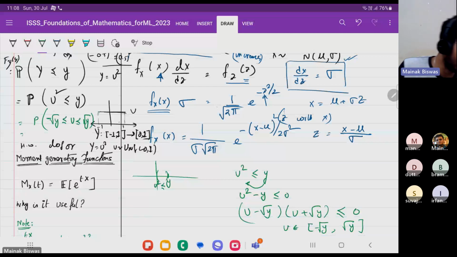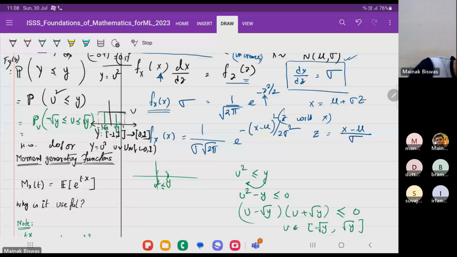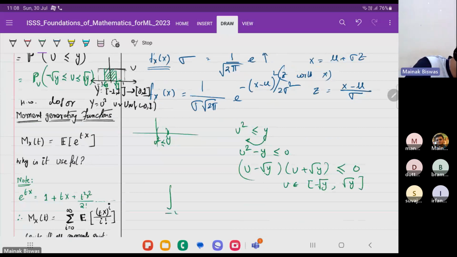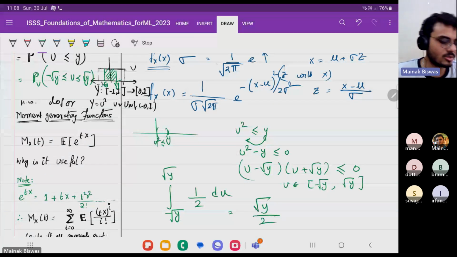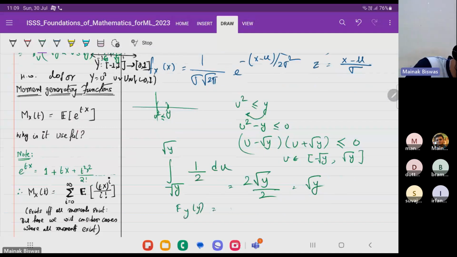So what is this probability now? Now you can answer, right? Now it is distributed as u, u between minus root y and root y. What is this area? So the integral from minus root y to root y of half du. This is equal to nothing but root y by 2. Yes or no? So your probability, F of y, is root y.